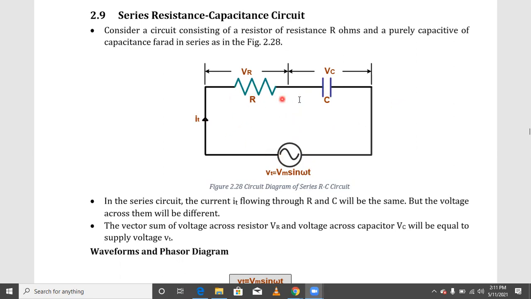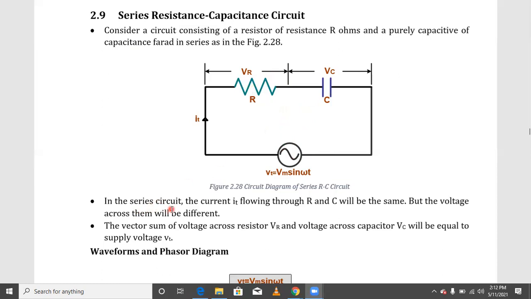Current flowing through the resistor and the capacitor is the same because they are connected in series, but the supply voltage is not equal to the voltage across the resistor, nor to the voltage across the capacitor. The voltage divides into two phasors, across the resistor and across the capacitor. The supply voltage is the phasor sum of VR and VC.